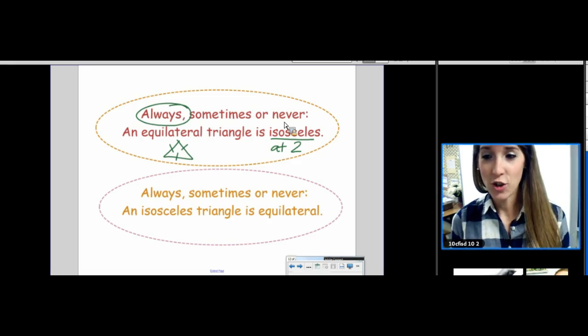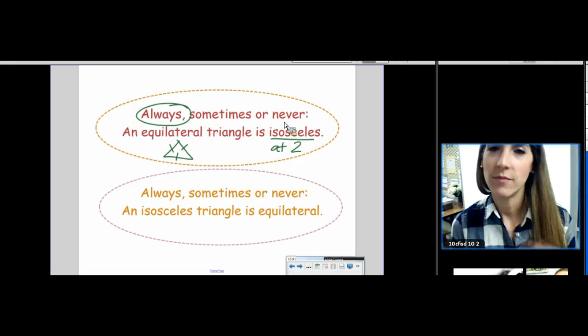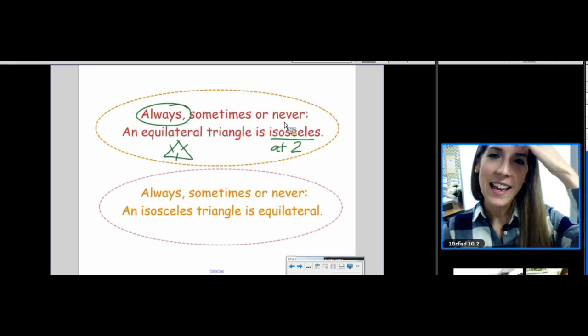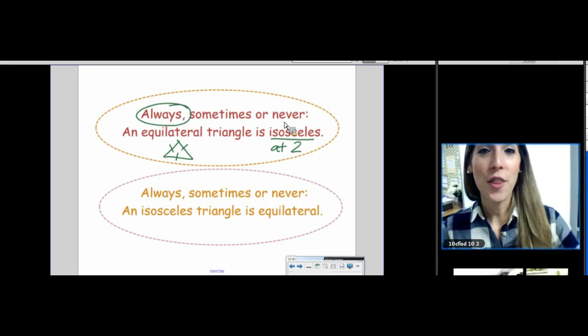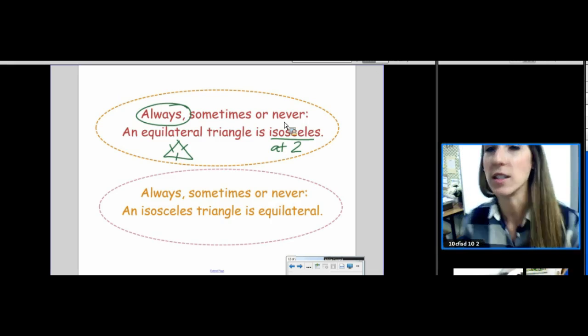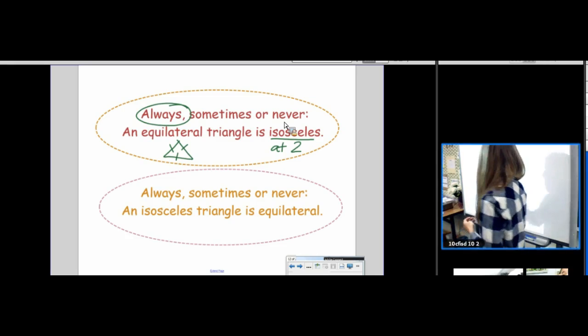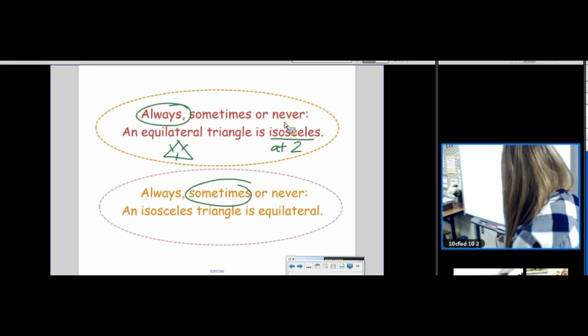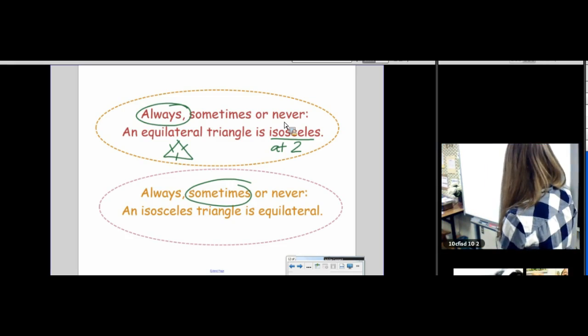Now, is an isosceles triangle always equilateral? Sometimes it is, sometimes it isn't. I call it a promotion. If an isosceles triangle has a 3rd side congruent, it gets promoted to equilateral. It could or it couldn't. So this one's a sometimes, whereas the other one is always. Okay?